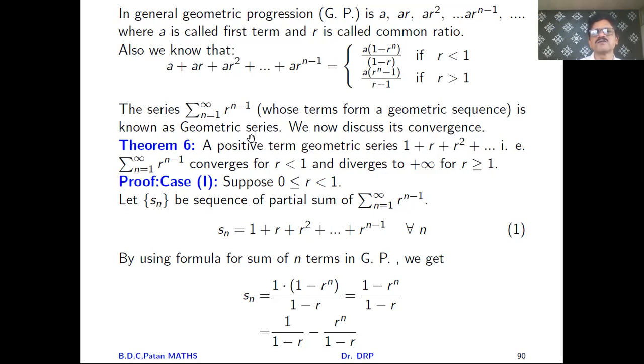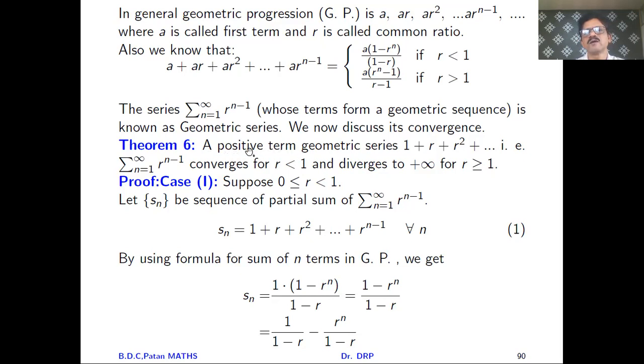Now we discuss its convergence. We will discuss when this geometric series is convergent and when it is divergent. Obviously, the series is convergent if r is less than 1, and it diverges to infinity for r greater than or equal to 1. So see what the theorem is.